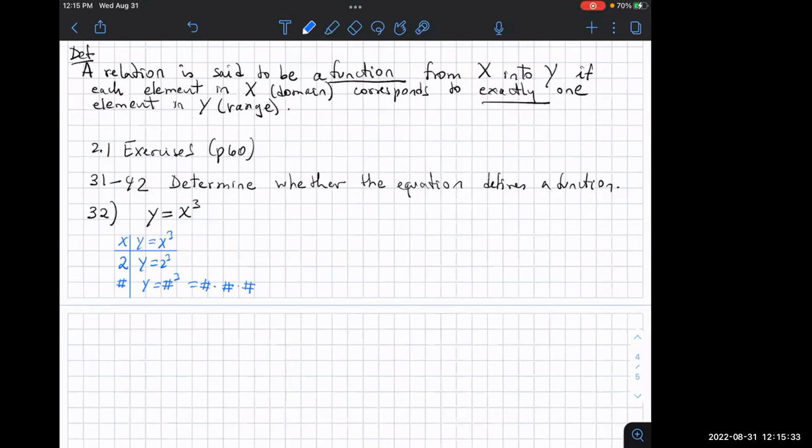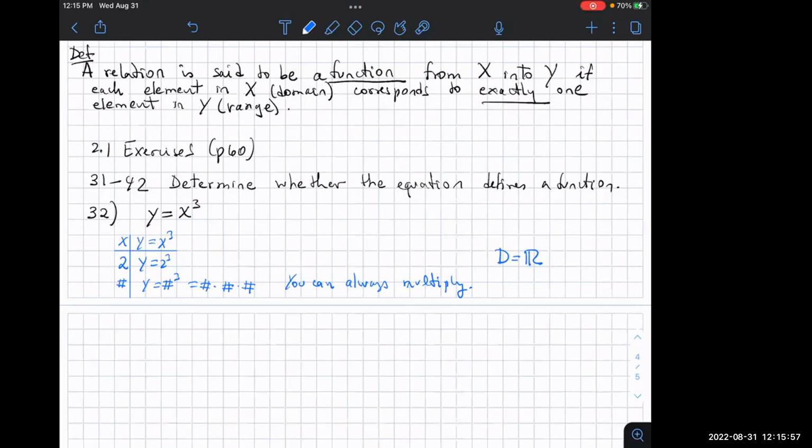Any number you can multiply by itself, right? So there's no restrictions. You can always multiply. Multiplication doesn't have a restriction, so the domain is obvious: negative infinity to infinity.